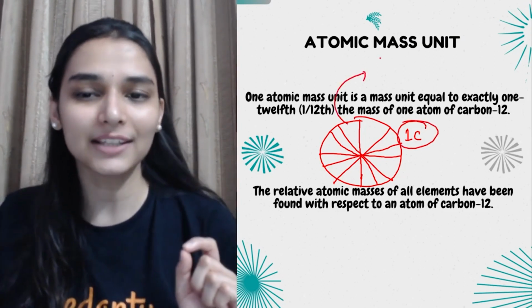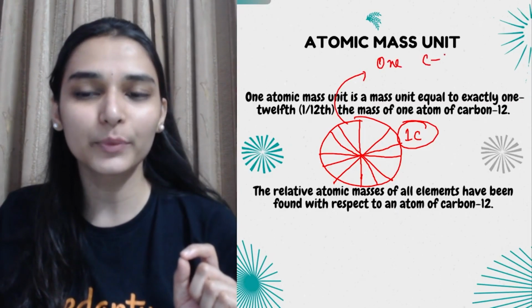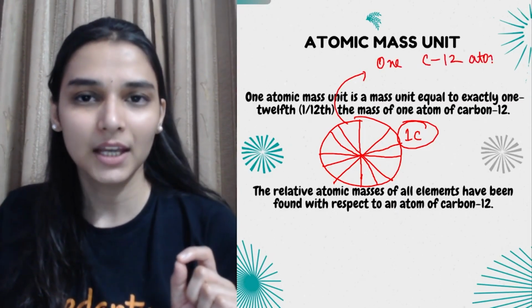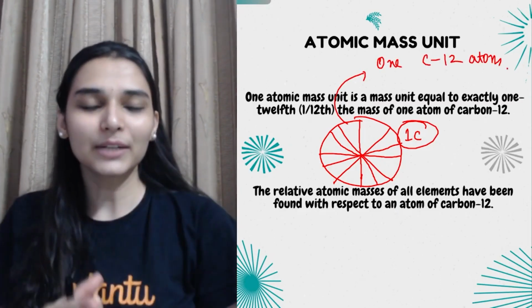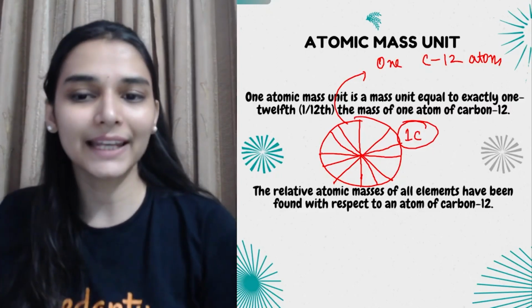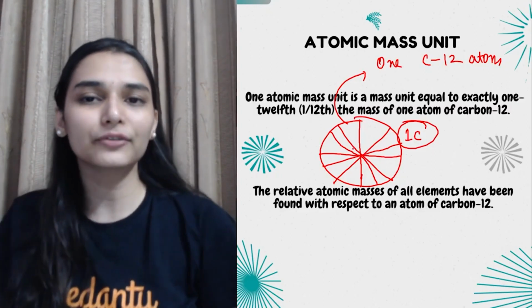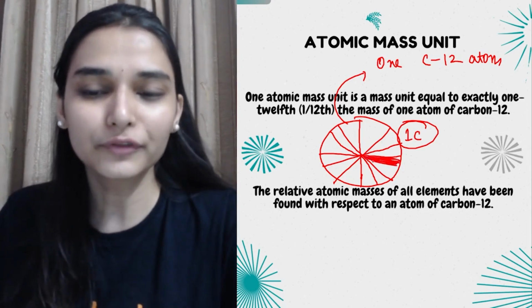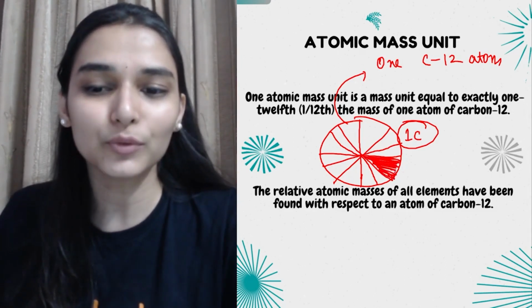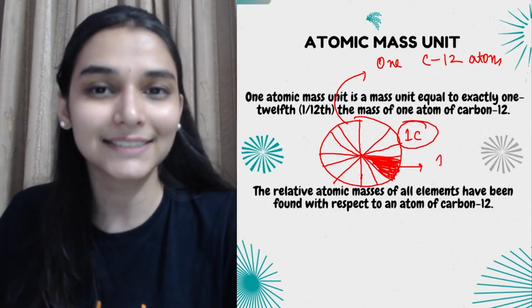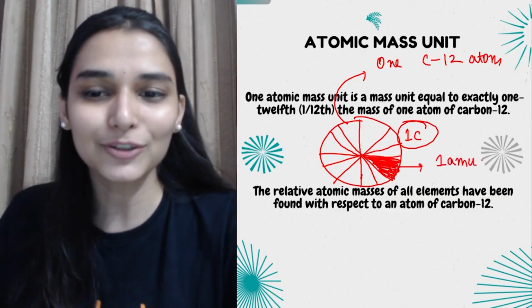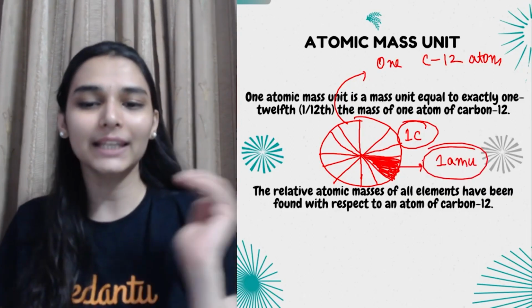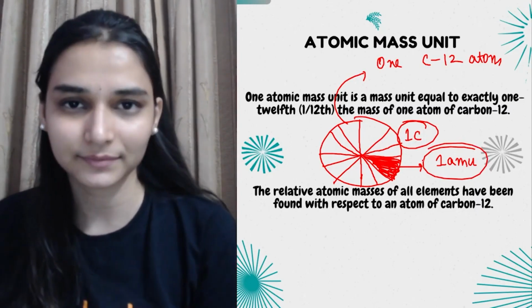Which carbon atom is this? 1 carbon 12 atom. Means that carbon atom which has a mass of 12 units. Then I will divide it into 12 small, different parts, and this one part, out of those 12 parts, was chosen as the standard unit. This one part we have considered as 1 atomic mass unit.